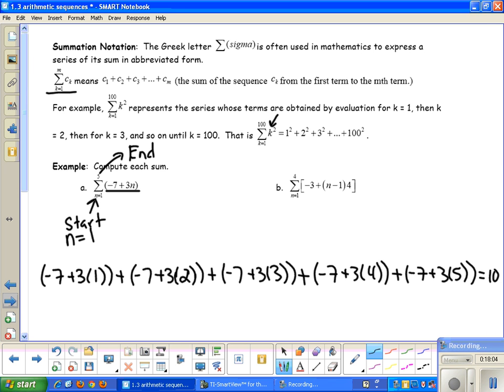So that means the sum of this formula would be equal to a value of 10 when you add up all the numbers together. So let's go ahead and do B.